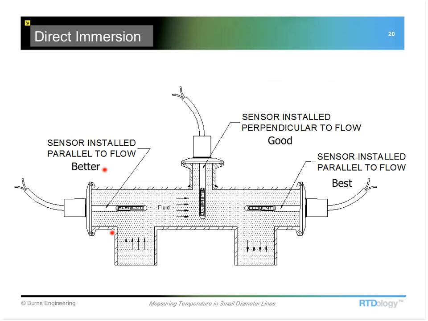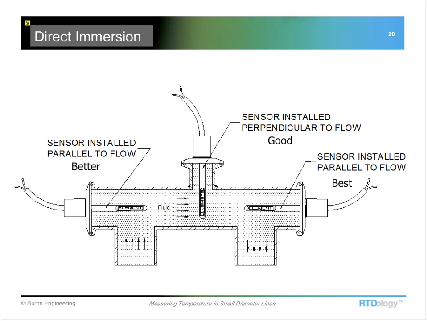Something a little better would be to install it into the run of the T, so we've got the flow coming up here. The one drawback with this type of installation is that you have a little bit of a dead leg back here in a standard pipe T, and this fluid doesn't always get cleaned out very well. If you're running a CIP system, this is not going to get flushed out very well.